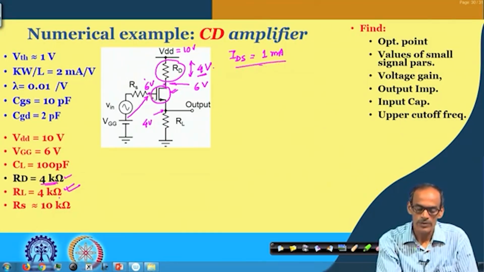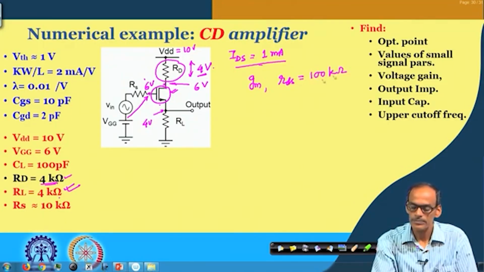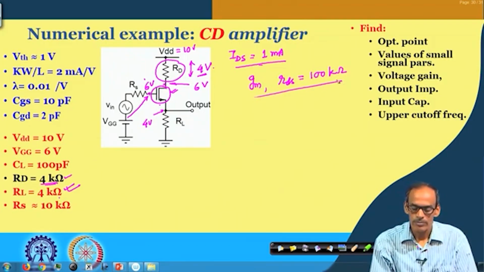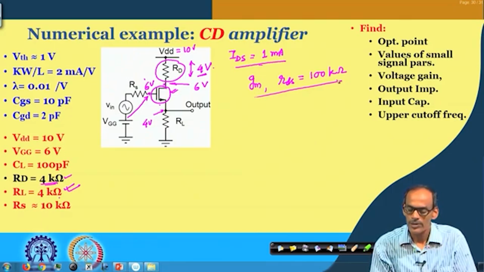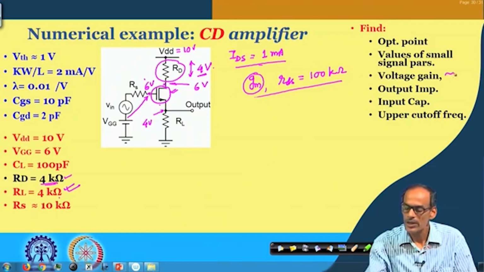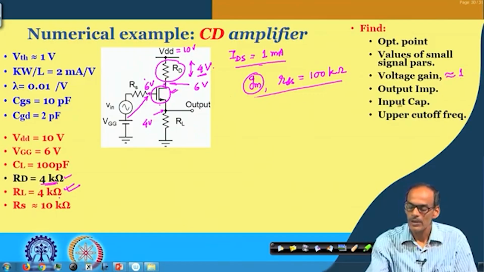and then you can use this IDS current and the VGS to calculate the gm, and this RDS still remains high, namely 100 K. And so what will happen is that the impedances, particularly the output impedance, will have little modification. The gm remains the same, so the voltage gain will again be approximately 1. Output impedance will have a slight change.